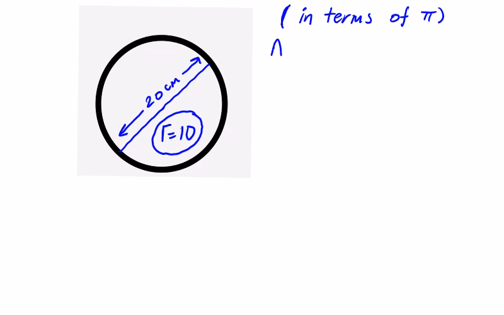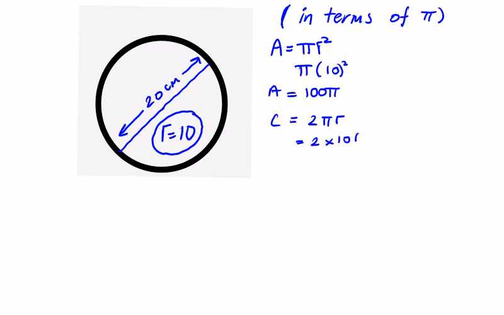So area, if you're asked for area, write down the formula pi r squared. In terms of pi, we just leave pi in the answer. So pi times 10 squared, and you all know that 10 squared is equal to 100. So the answer here for area is equal to 100 pi. Circumference is equal to 2 pi r, which is equal to 2 multiplied by r, which is 10, multiplied by pi, which is just pi. So we get 20 pi for the circumference.